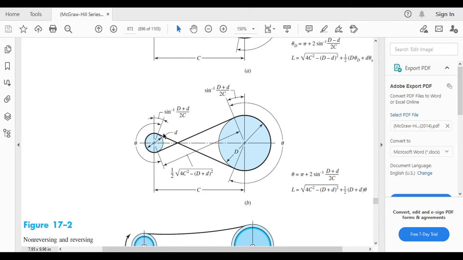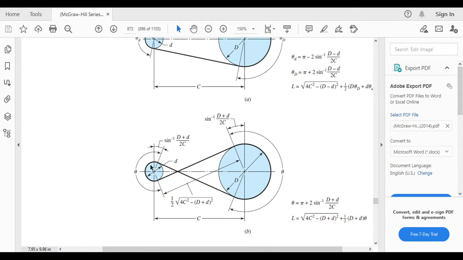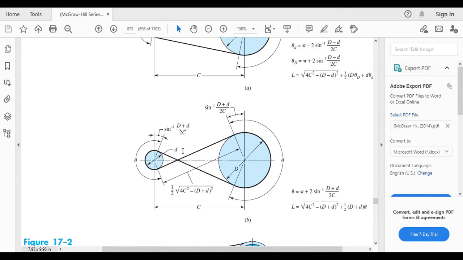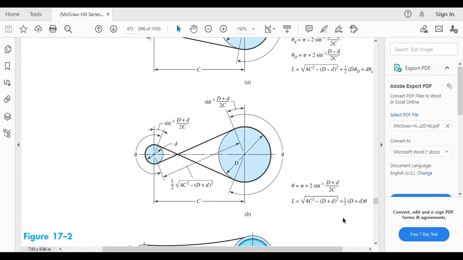So this is about the cross belt. This is the open belt, and you can see this is a cross belt. Regarding the cross belt, we also want to find the length of the belt, represented by the square root of 4C squared plus, and so on. You can see the figure here. C is also the center distance, and this is how the equation is given.